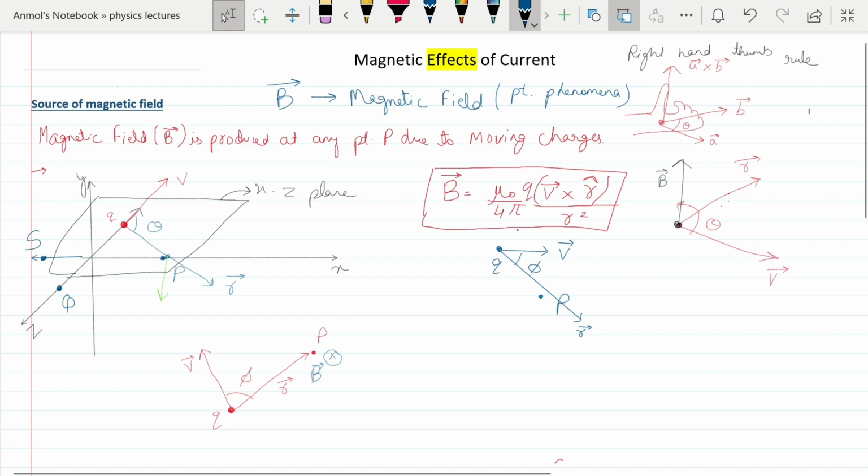B is equal to mu naught upon 4 pi, q v cross R upon r cube. v is the velocity of the charged particle which is moving. R is the position vector, and r is the magnitude of the same position vector. So from here we know that the strength of magnetic field at point P is dependent upon certain factors. What are those factors?